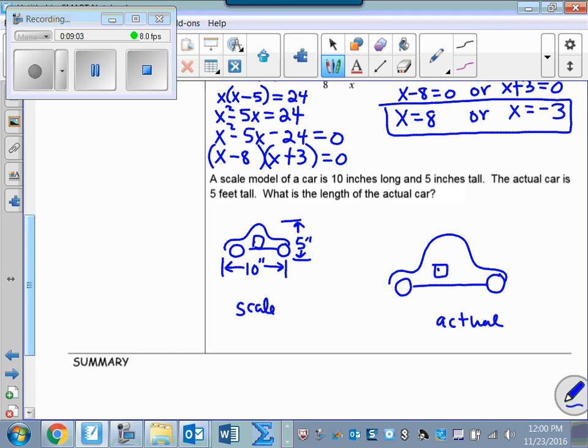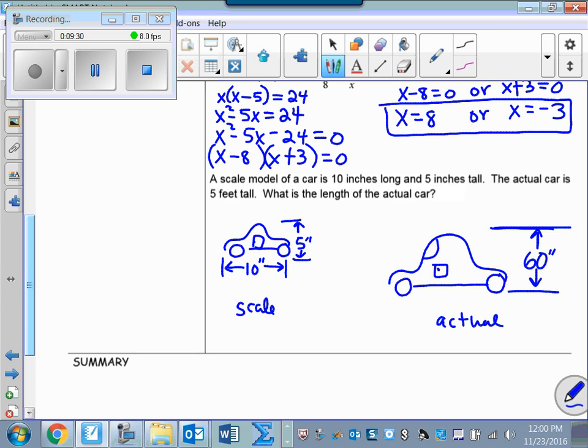Car door, windshield. And I can't tell if that car is going frontwards or backwards. Anyway, this car is 5 feet tall. Remember what we said? We need to make sure our units are the same. So how many inches? Let's change it all to inches. How many inches is 5 feet? 5 times 12, 60 inches. Got to make our units the same.